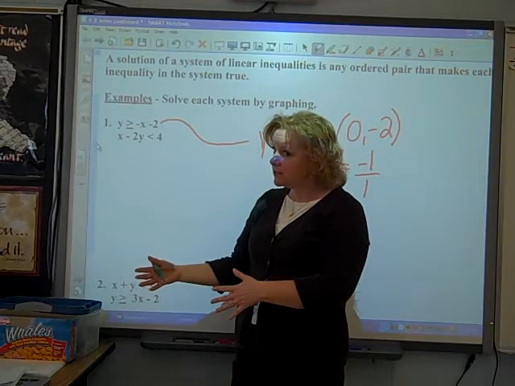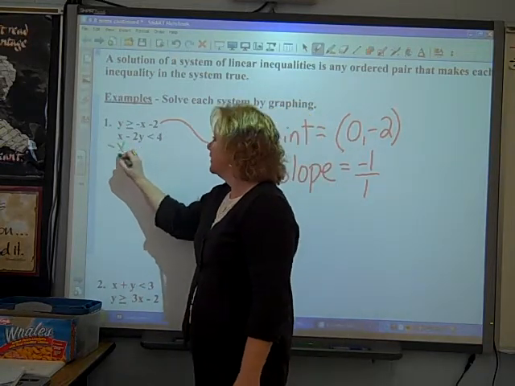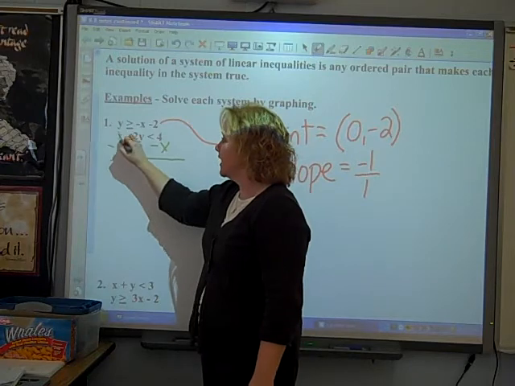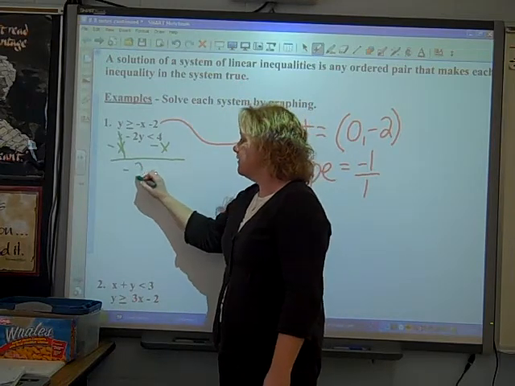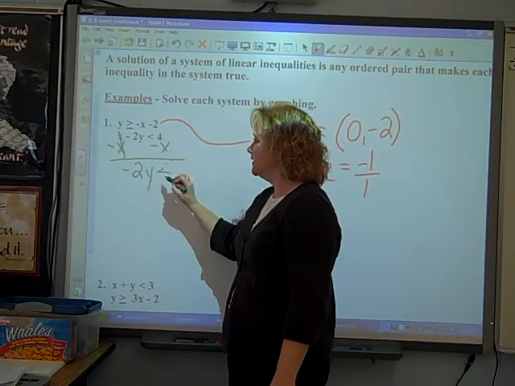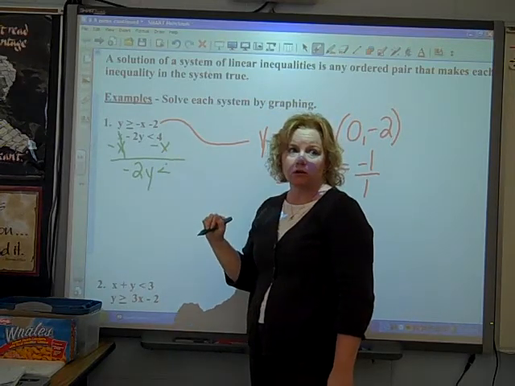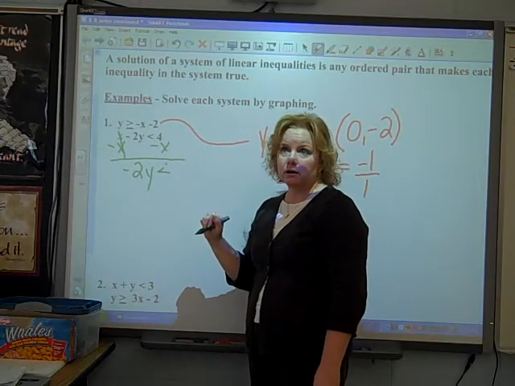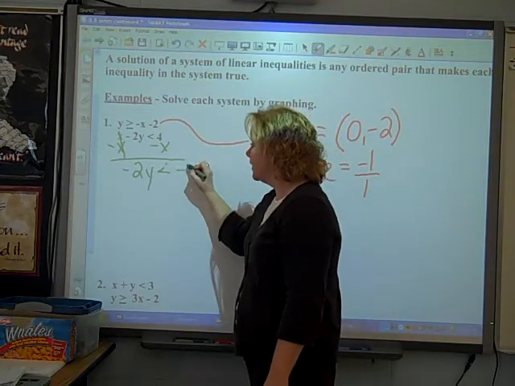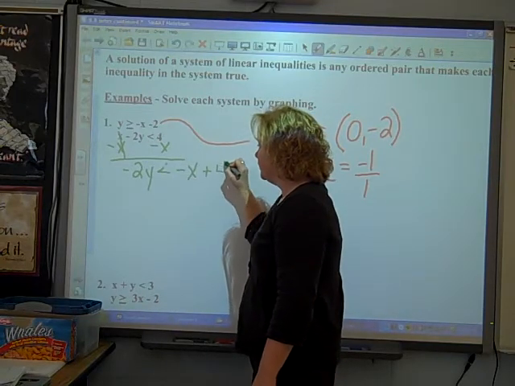Minus x. So I'm going to subtract it off of that side. So that cancels. I have negative 2y is less than. Can I put 4 and negative x together? No. So I'm just going to write it as negative x plus 4.